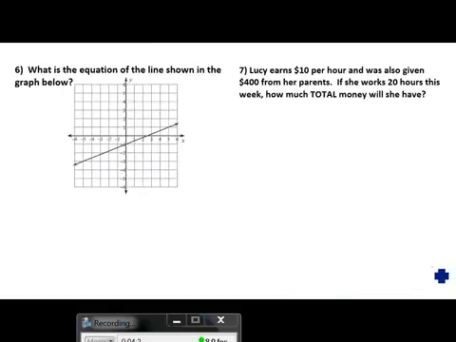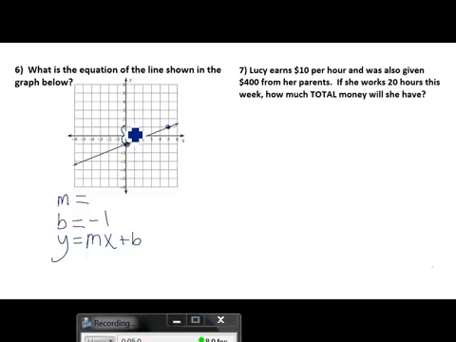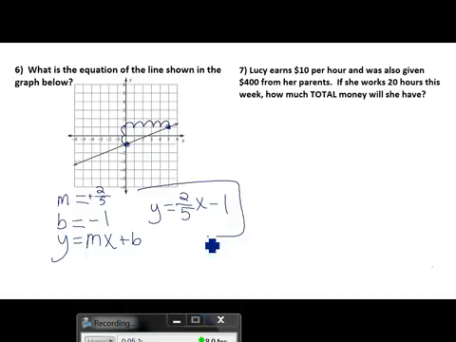Question 6. What is the equation from the line shown in the graph below? Again, we need the m, the b, so we can substitute it into y equals mx plus b. I'm going to find the b first, -1. And then the m, I just need to find another point on the graph that is an exact ordered pair. I'm going to choose that one. So now I need my rise. Up 2, the whole thing is positive. 1, 2, 3, 4, 5. It is simplified, so my answer, y equals 2/5 x minus 1.